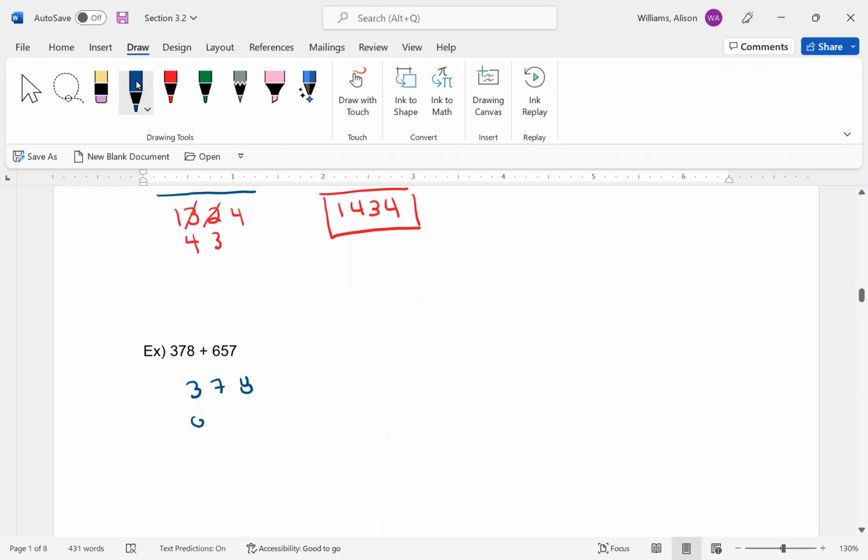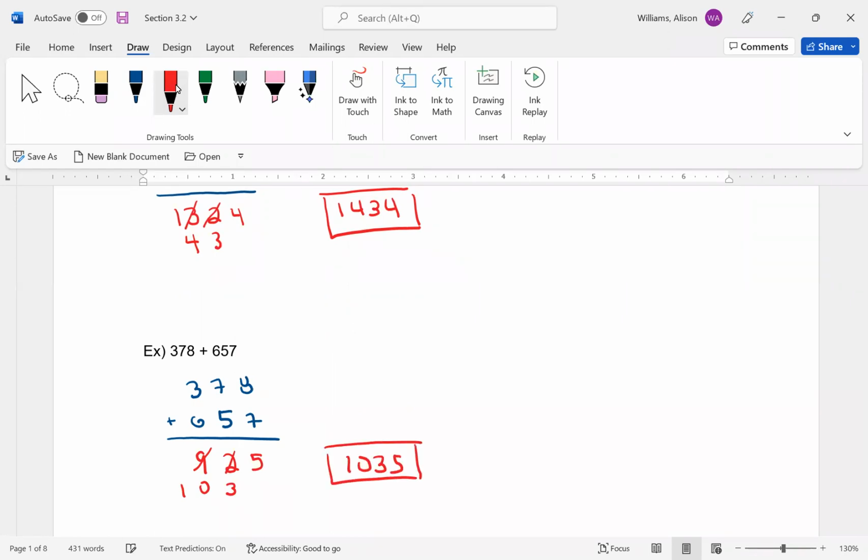378 plus 657. I don't know why I spaced that out so much, but I did. Starting with the left column, that's a 9. 7 plus 5 is 12, so we're going to scratch that, and that's going to become 10. 8 plus 7 is 15. Scratch the 2. That becomes a 3. So our final answer is 135. I'm sorry, 1035.